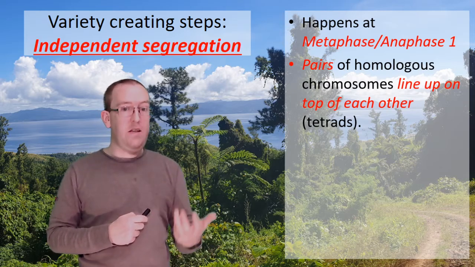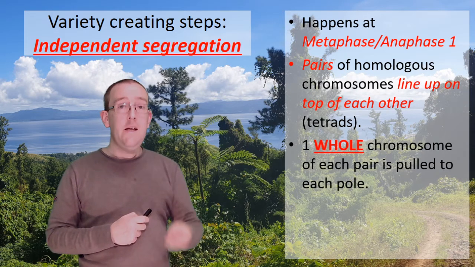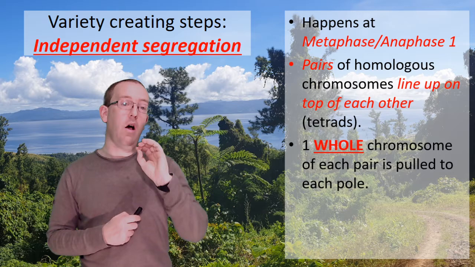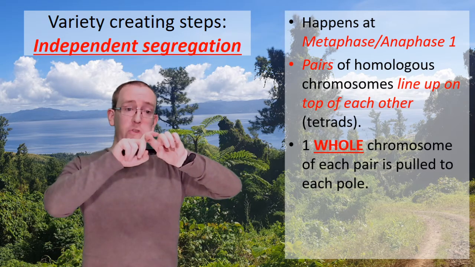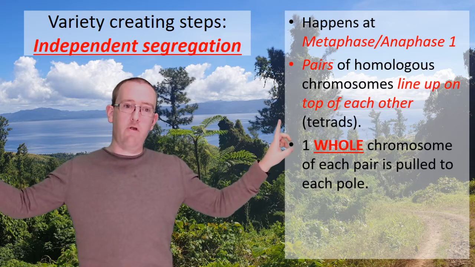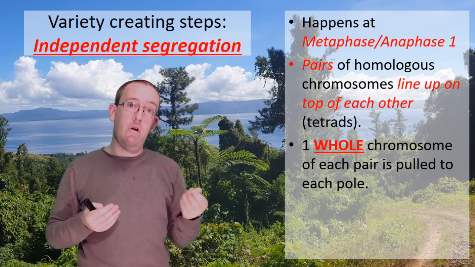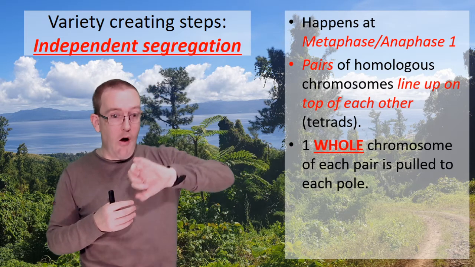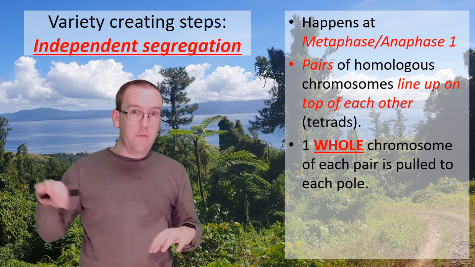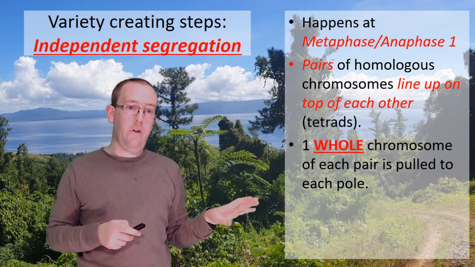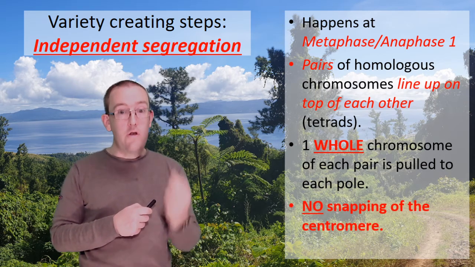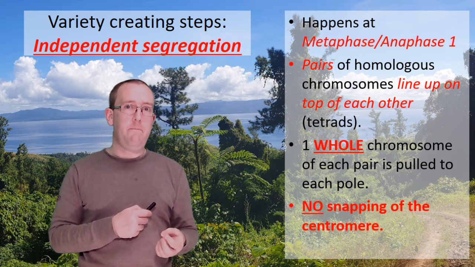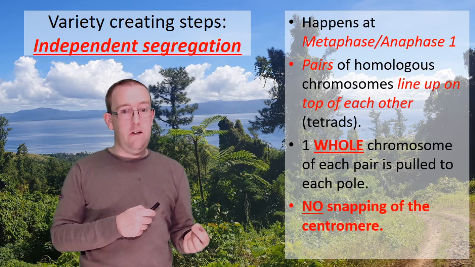We've already said this: the tetrads do their crossing over thing, lovely, but then one whole chromosome of each pair is pulled into each pole. You've not snapped the centromere and taken a chromatid each that then gets upgraded to being called a chromosome in its own right. You've taken a whole chromosome, all the maternal or all the paternal. So the whole chromosome is pulled to each pole. There's no snapping of the centromere.